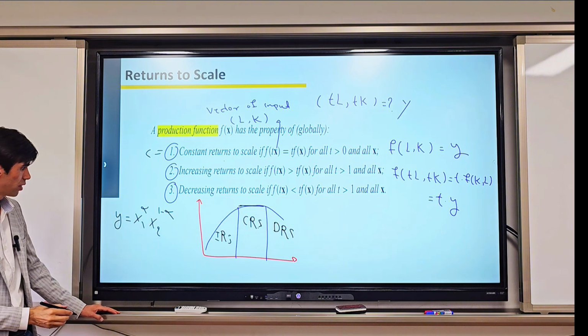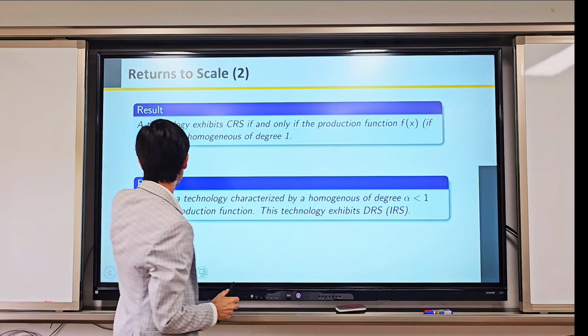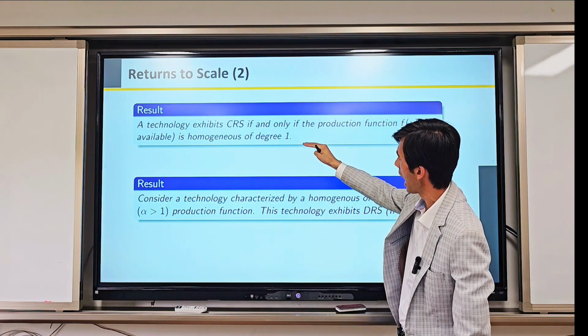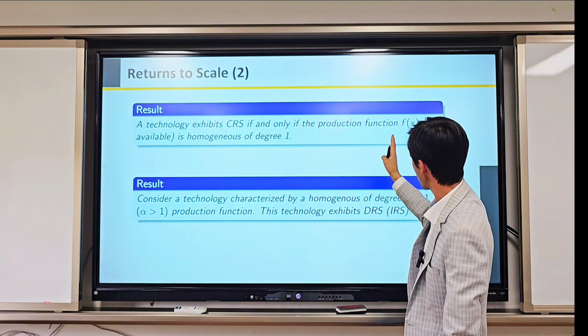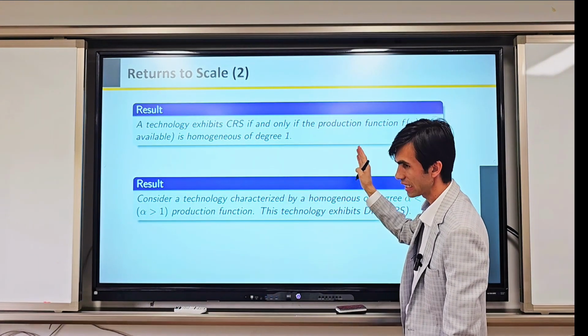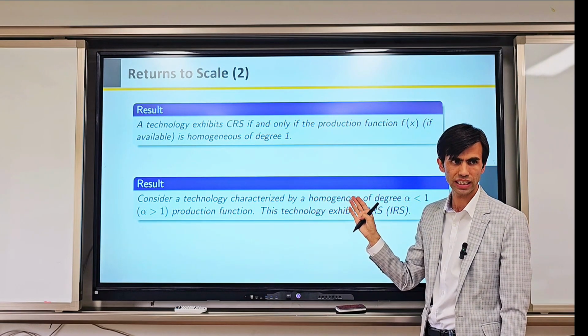x2 to the power of 1 minus alpha. So in another definition, we can say a technology exhibits a constant return to scale if and only if the production function f(x) is homogeneous of degree 1.